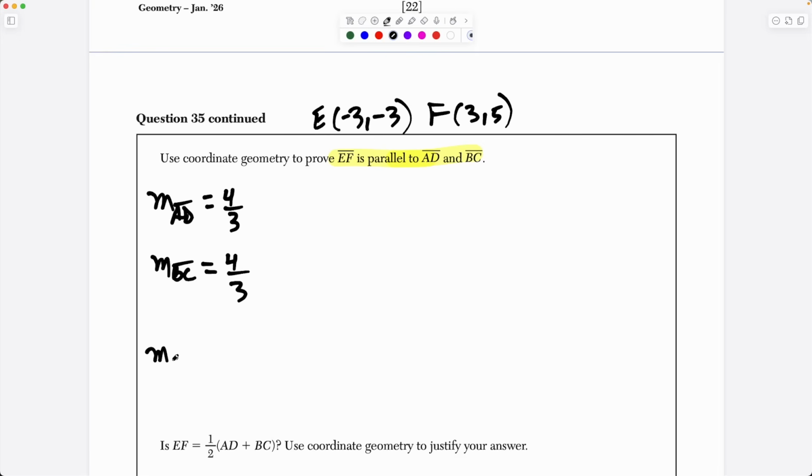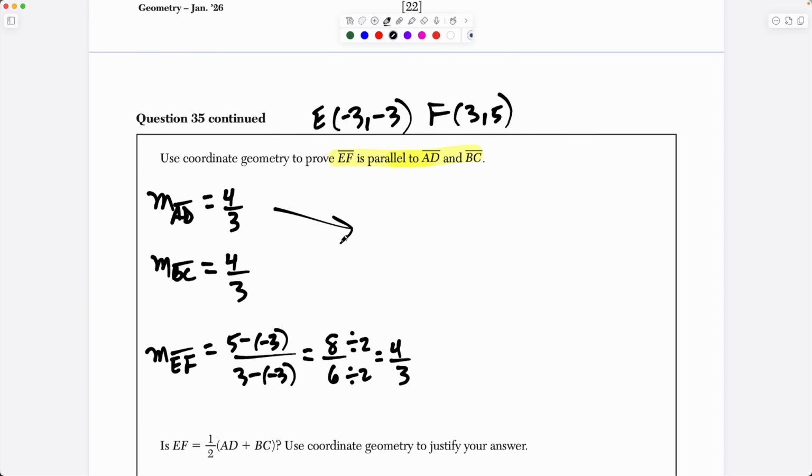The slope of segment EF. For this, I'm just going to do the difference of the y values. So y2 minus y1. I'm doing 5 minus -3. And I'm dividing by the difference of the x values, 3 minus -3. And this gives us 5 plus 3 is 8 over 3 minus -3 is 6. And when I divide top and bottom by 2 here, or reduce, I get 4/3. So now what I want to point out is all three of these are equal slopes.